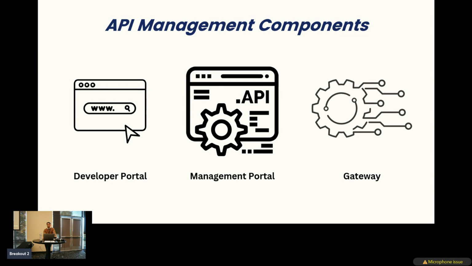And the third component, which is the most important one, is the gateway. In the management portal you put all the configuration, but it needs to provision that configuration into the gateway. The gateway is the component that receives the requests. So it has to know, okay, if I'm receiving a request from this user, what should I do? If there are policies applied to this API, how can I execute those policies?